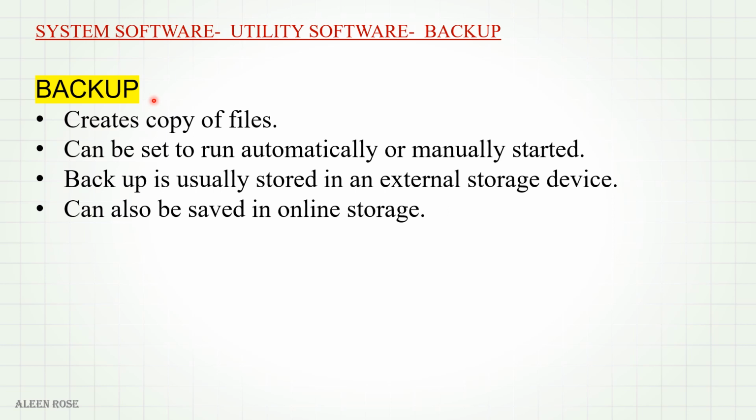Now, how can these files be lost? It can be malware, it can be theft, it can be any natural disaster, or before you save, the charge was gone, the electricity was off, so the data is not saved. So all these things can be managed with the help of backup. So backup is a utility software which is again a kind of system software.